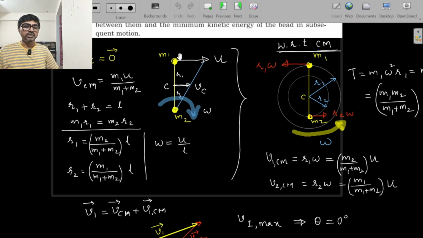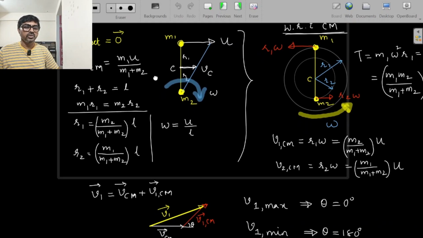This has no velocity, so relative velocity is only u, perpendicular to the length of the string, and then separation is L. So u by L would be the angular velocity. And Vc, let us say C is the center of mass here, Vc will also be there. We can find Vcm using conservation of linear momentum, otherwise the velocity of center of mass equation: (m1 u1 plus m2 u2) upon (m1 plus m2). So u2 is 0 here.